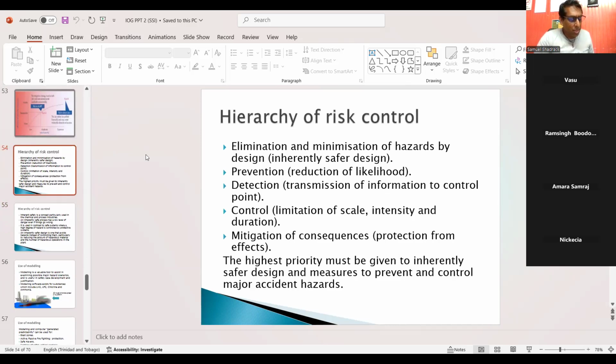Hierarchy of control, right? Let me see if I could just, yeah, I'm seeing this too a bit.